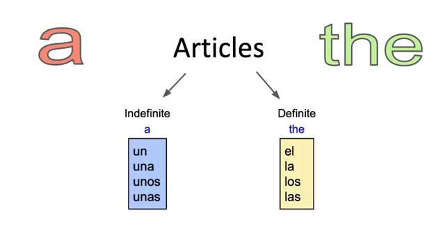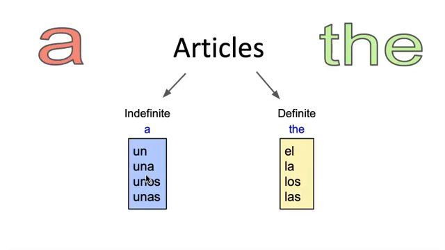In this tutorial, we are going to take a look at articles in Spanish. So when we think of articles, we think of a, for example, in English, a boy, a girl, a cat, a dog. Or we think of the in English, the boy, the girl, the cat, the dog. In Spanish, we have 4 ways to say a and 4 ways to say the. And you think, why are there so many ways?